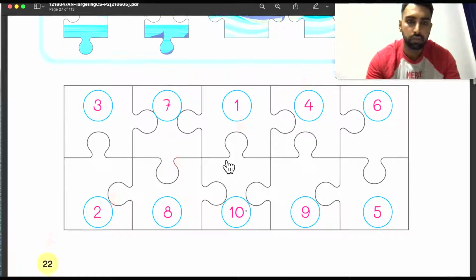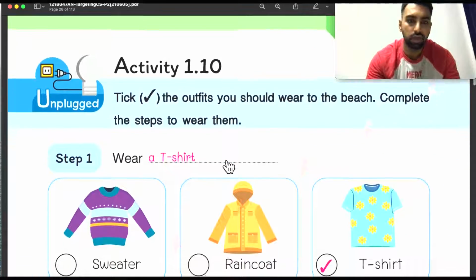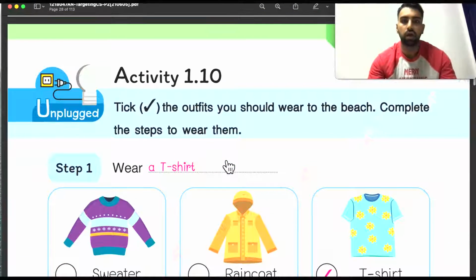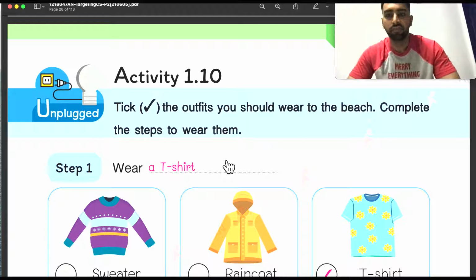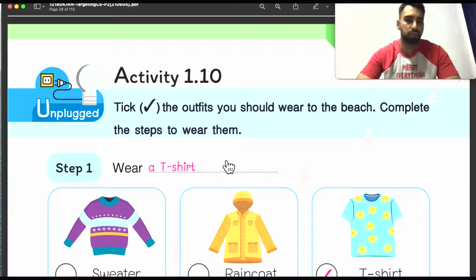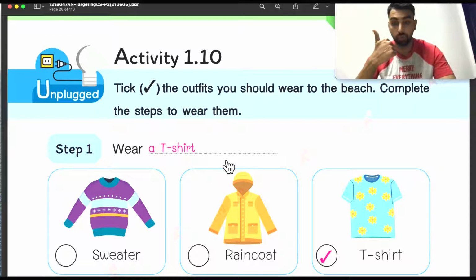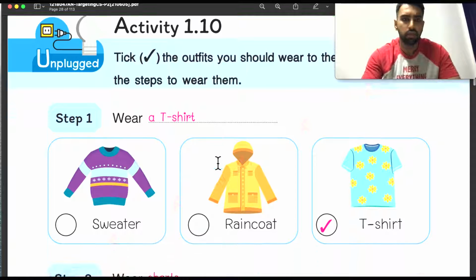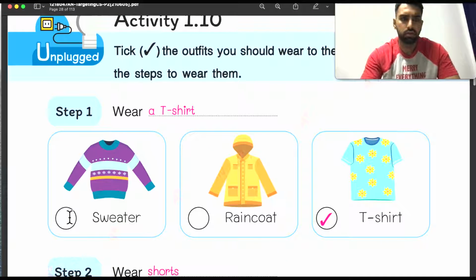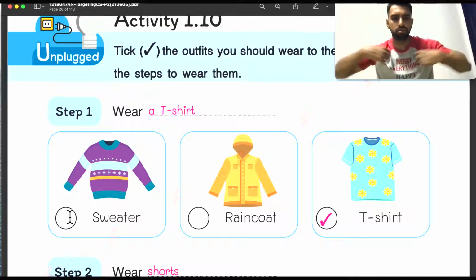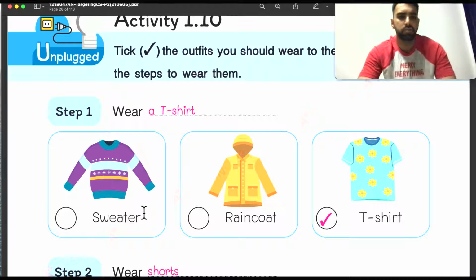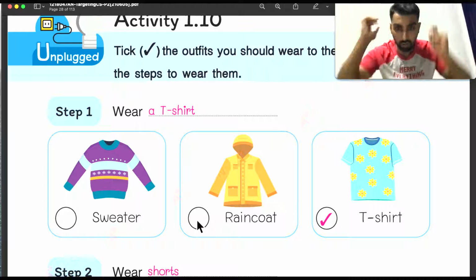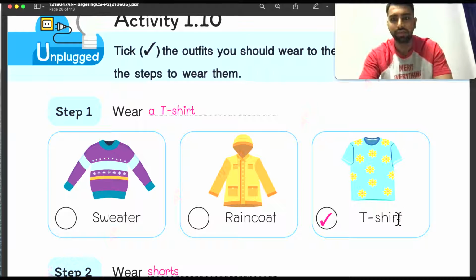All right, okay, the next activity you have is to take the outfit you should wear for going to a beach, like Songkhla beach, Samila beach, anywhere you go. So what you should wear on the beach. Okay, and step 1, do you use a sweater? Is it cold, so you have to wear a sweater on a beach? No. A raincoat? No. A t-shirt?